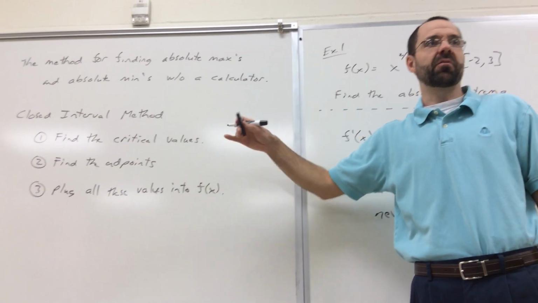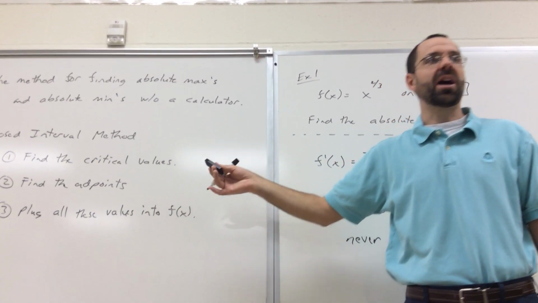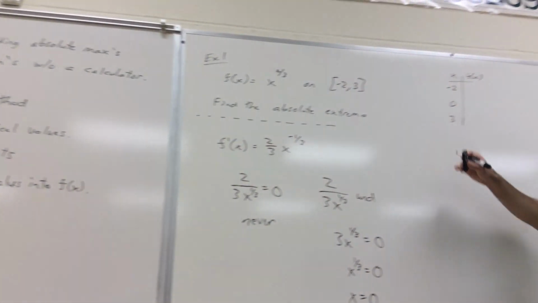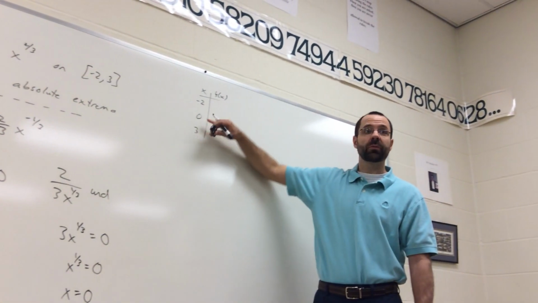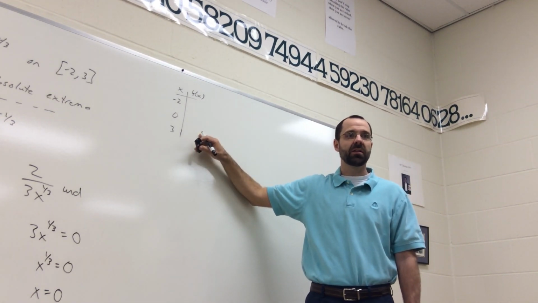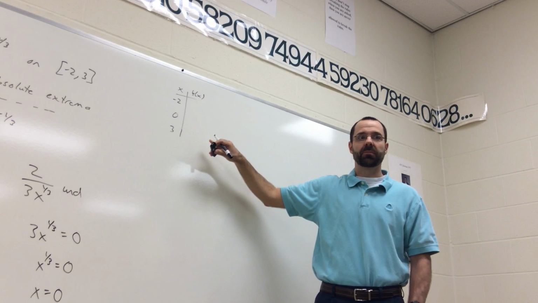So it doesn't matter for the other ones. They're not going to be the absolute max or min. So this is a big time saver. There's just 3 numbers to try. It's got to be one of those that's the highest point, and one of those is the lowest point.